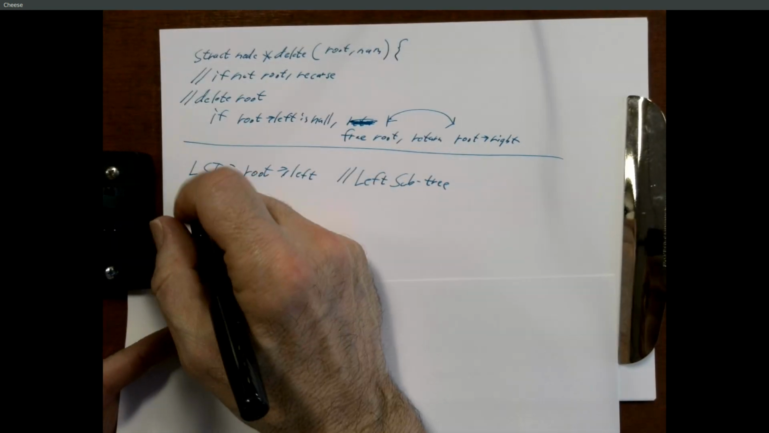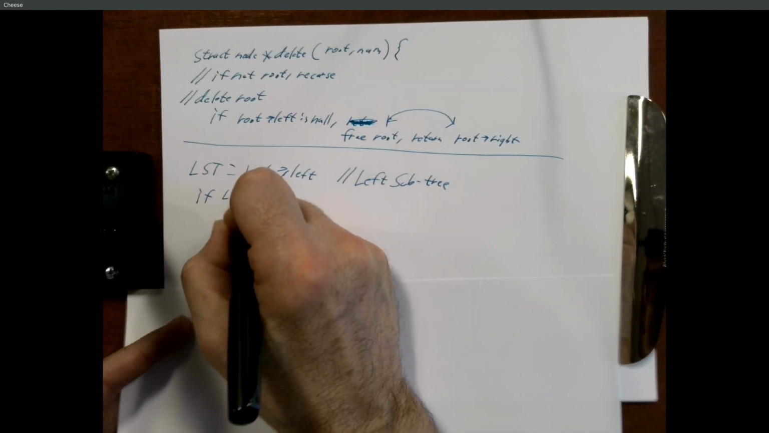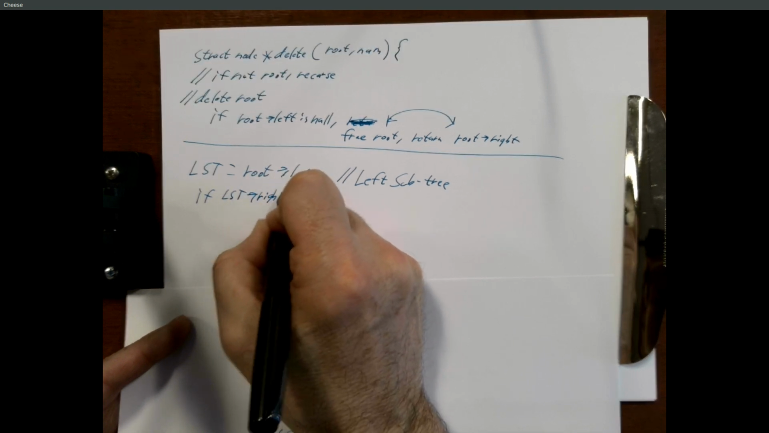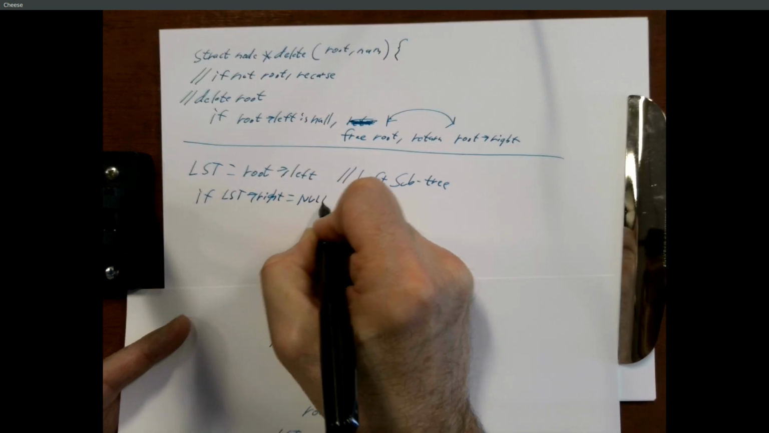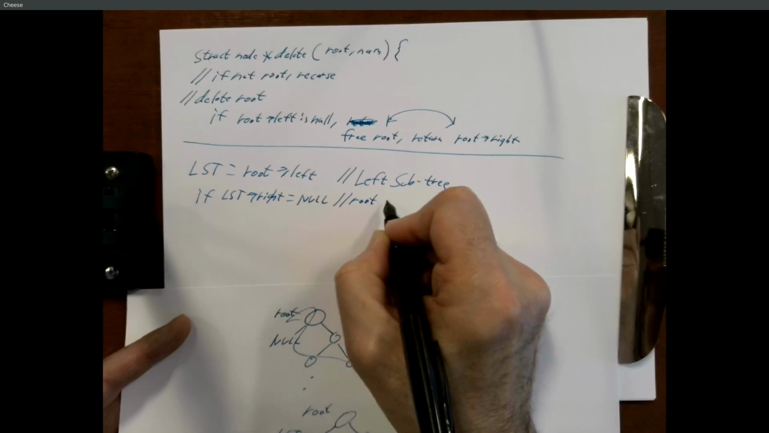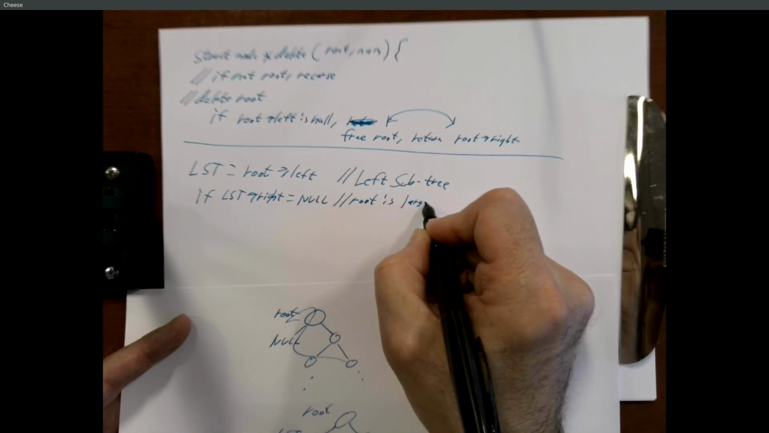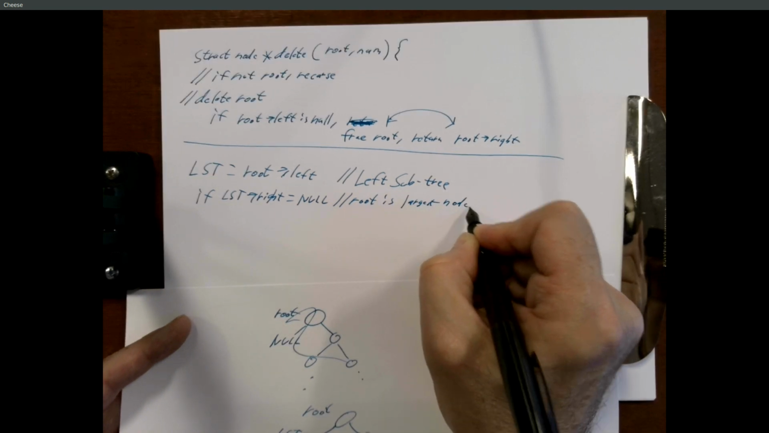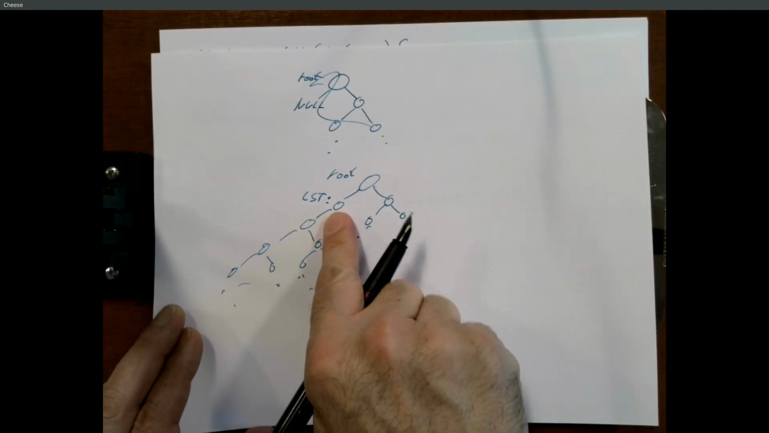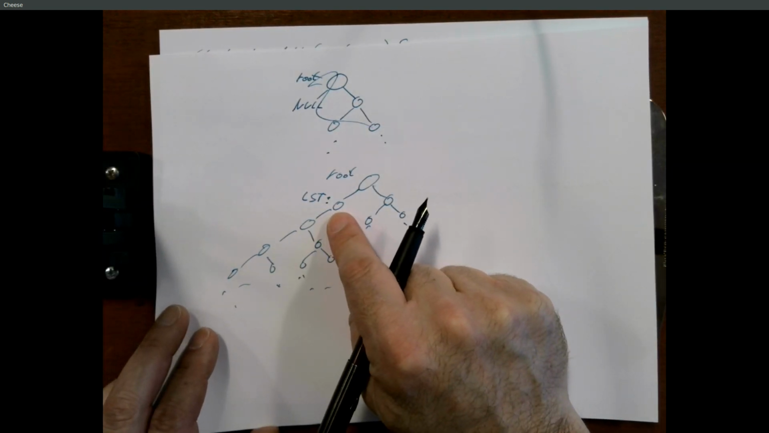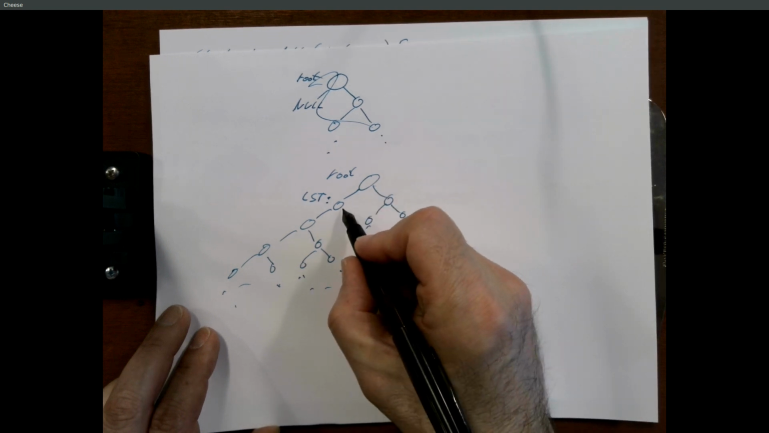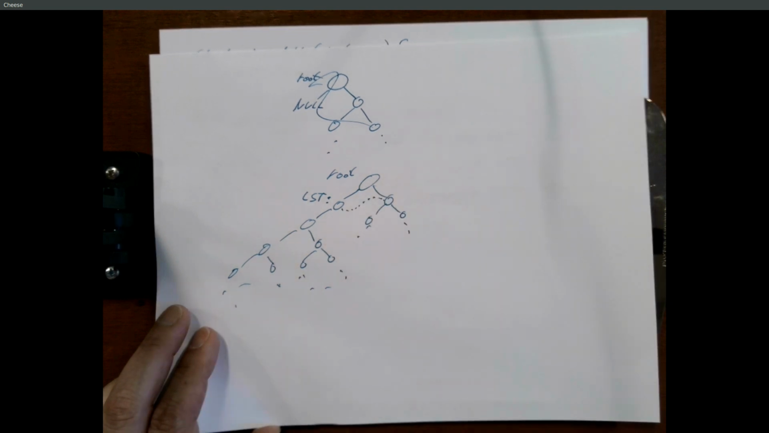So if LST right equals null, then the root's the largest node, and our prescription is take the largest node in this left subtree, make that the new root of the original tree. Well, how do we do that? Simply have it adopt root's right child on the right.